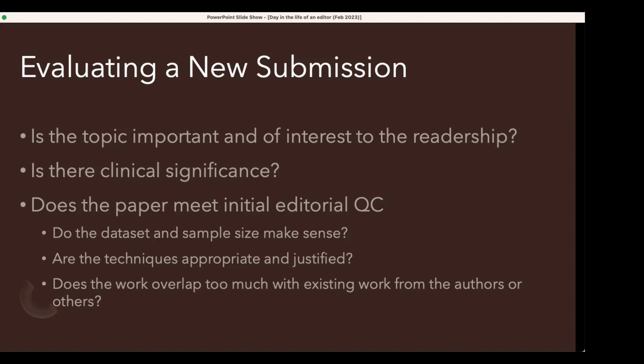So here is what we call a desk assessment. When a paper comes in, it comes to my queue, and the first thing I do is look at the paper and see, is this paper worth the reviewers' time? So I look at the data set, the sample size, the techniques. Are they appropriate for the work that they're doing? Does this work overlap too much with existing work from the authors or from other institutions? Maybe the authors didn't do a literature review, and so they just assumed it was novel, but it's not.